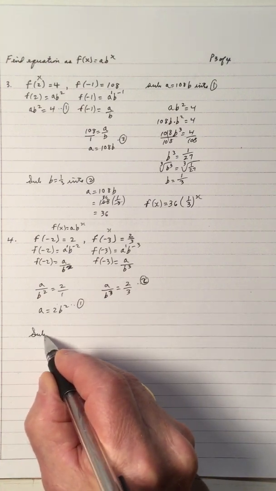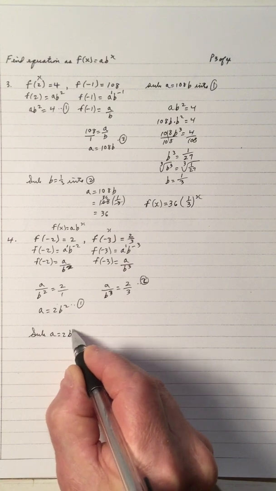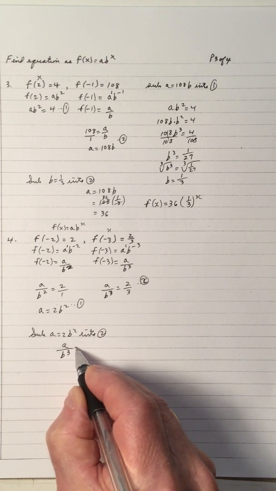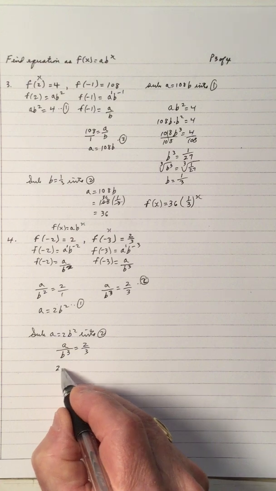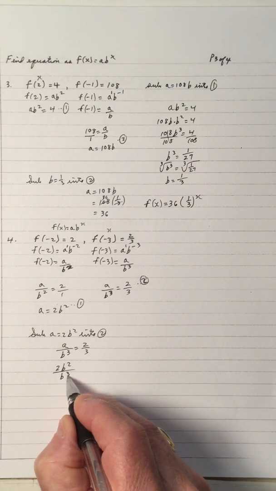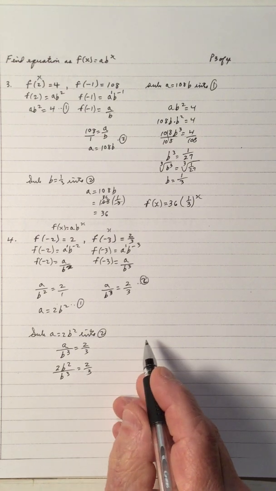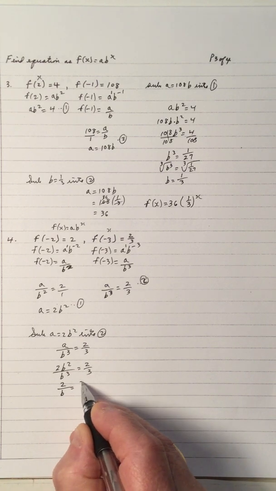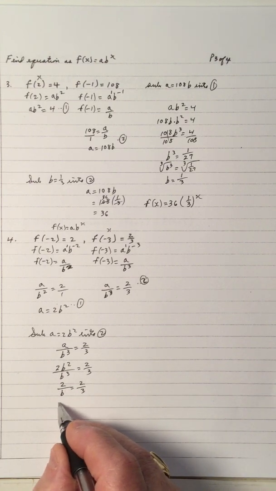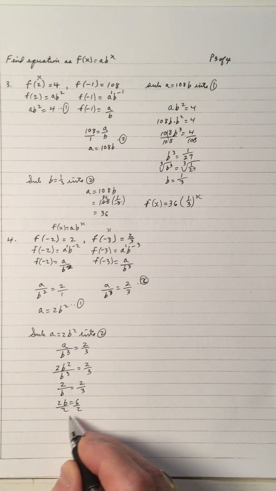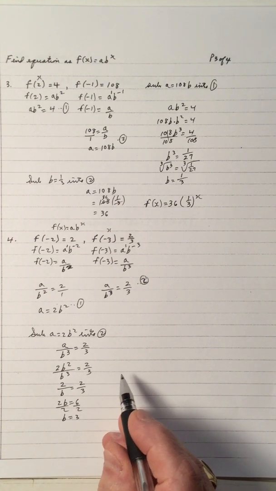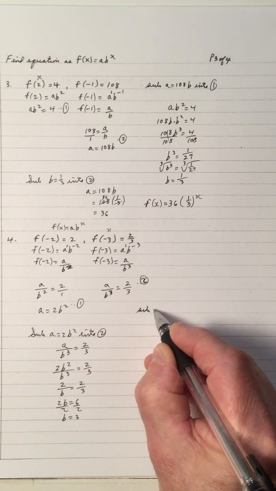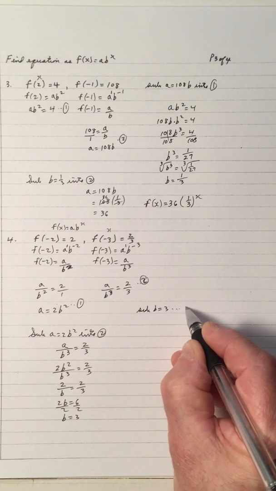So I can sub a equals 2b squared into number 2. So a over b cubed equals 2 over 3. A is 2b squared over b cubed equals 2 over 3. And the b's cancel here, so that's 2 over b equals 2 over 3. Cross multiply. 2b equals 6, divide by 2, b is equal to 3. So b is equal to 3, we can sub it in here, so we can sub b equals 3 into number 1.